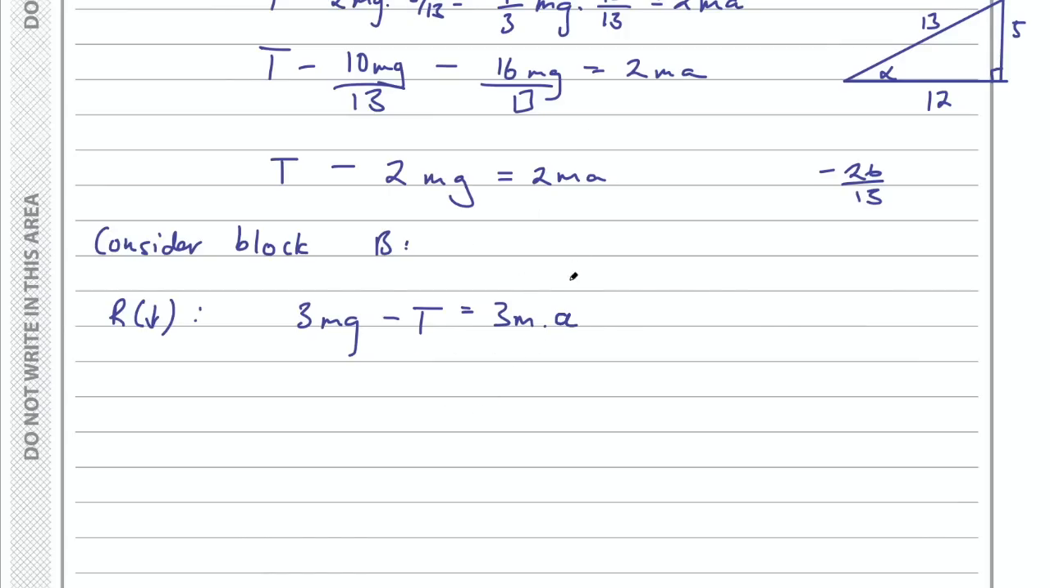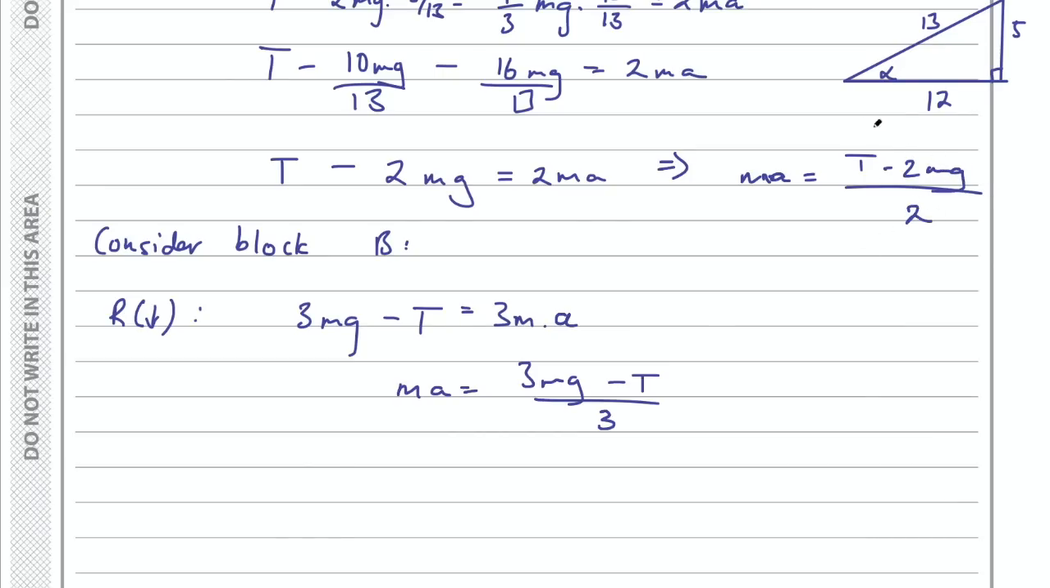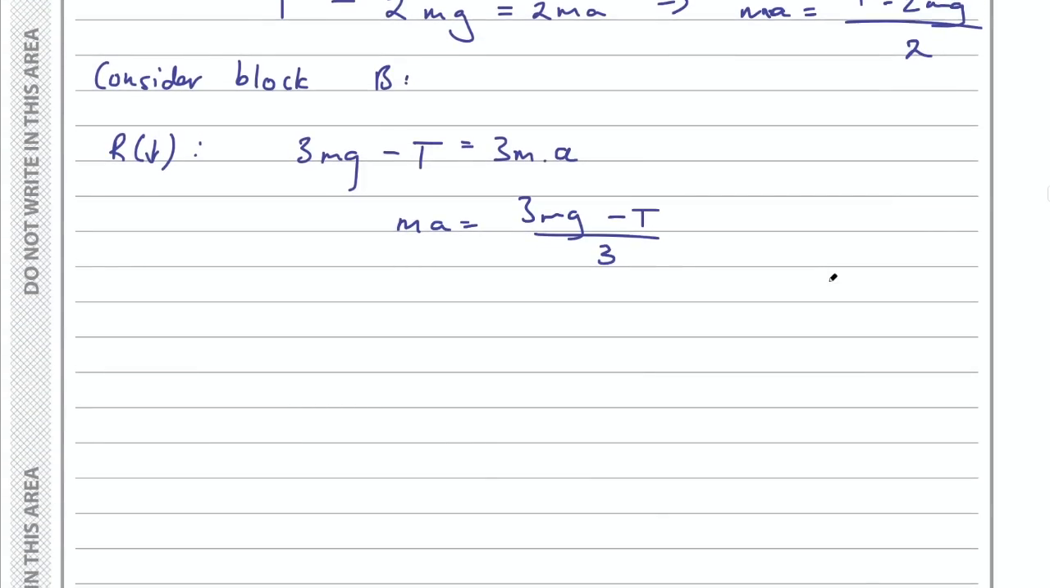So I'm going to rearrange this in terms of ma. Divide by 3, I'd have ma equal to 3mg take T on 3. If I rearrange this equation up here in terms of ma, I would have ma equal to T take 2mg on 2. So now I can set those two things equal to each other and solve for T.